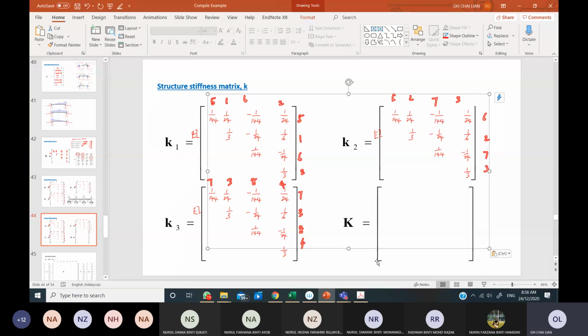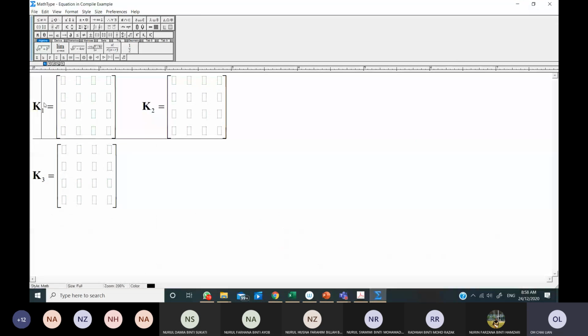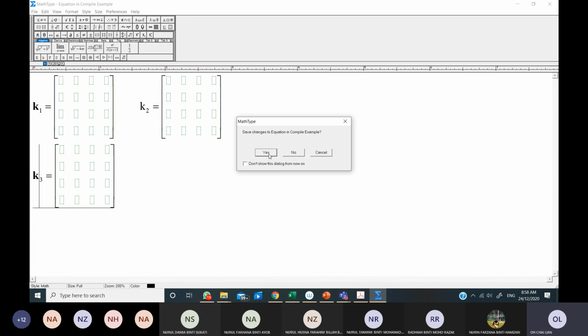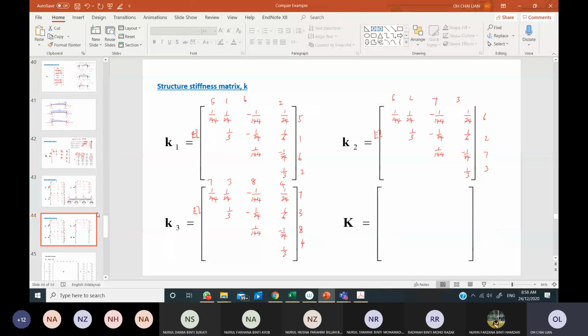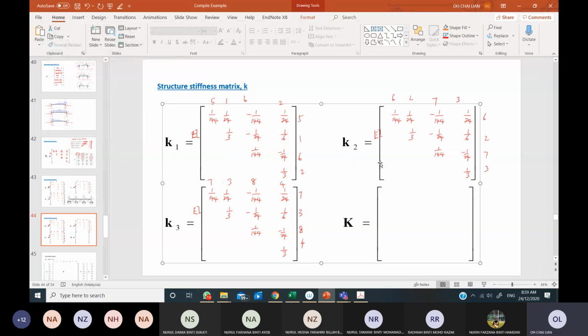Remember, what you are doing just now is the member stiffness matrix, small k. If you can help me change this to small k, not the big K. Then the next thing is to produce a structure stiffness matrix, big K.